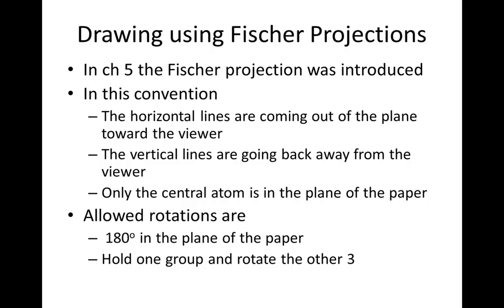When you use Fischer projections, you're allowed to do two types of rotation that don't change the sense of the molecule. One is that you can rotate it 180 degrees in the plane of the paper. I told you, you could just turn the paper 180 degrees. The other is you can hold one of the groups and rotate the other three. We did a number of exercises with that kind of thing. This is one point where, if you have models, you should get them out to review this, because it will help a lot.